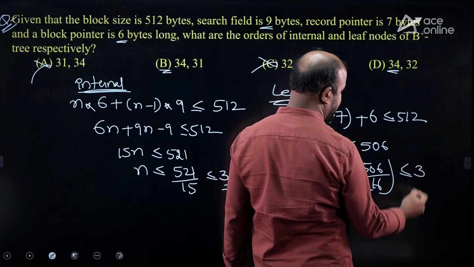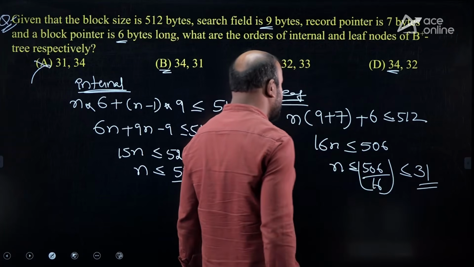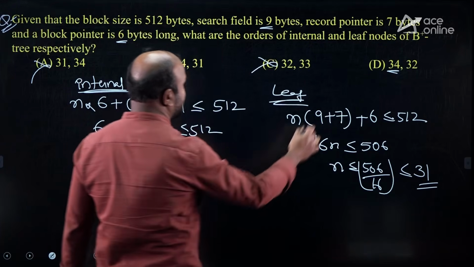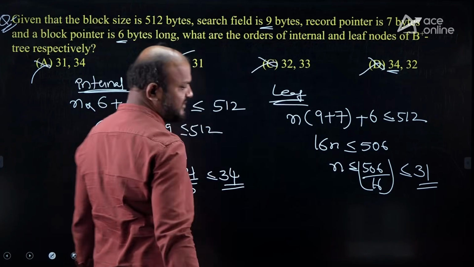So, 16 threes are 48, 26 means 31. So the leaf node will be 31. So option D is wrong, option B is correct.